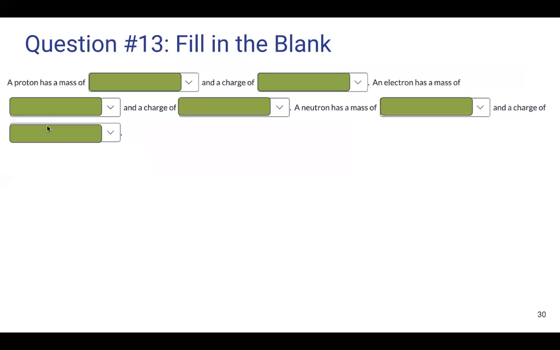All right, question 13. This was a fill in the blank question. A proton has a mass and charge of what? Electron has mass and charge of what? Neutron has mass and charge of what? So it's basically a question asking about the mass and charge of the different subatomic particles.